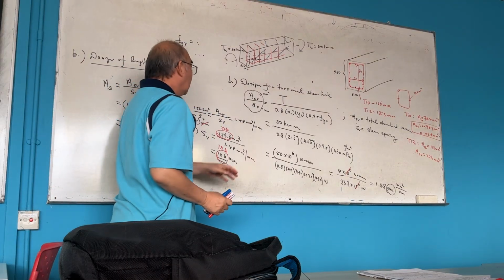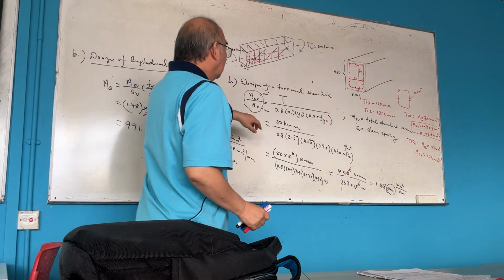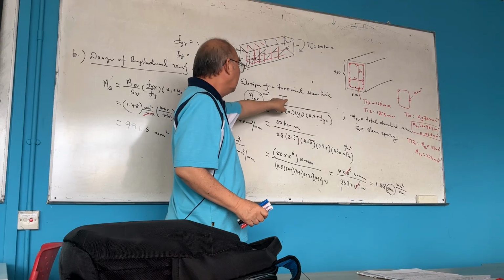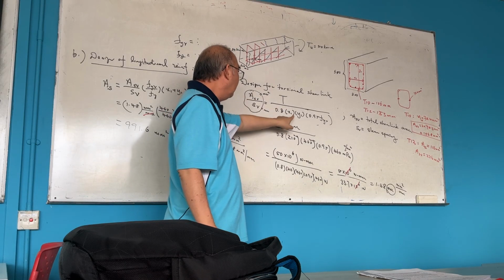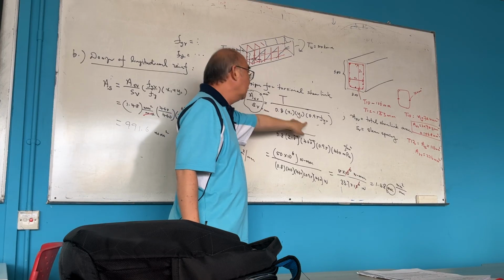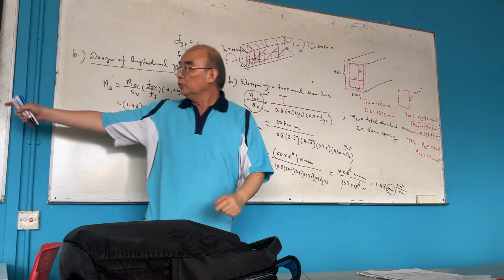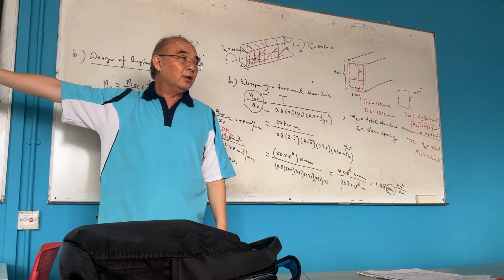So in the design, you need a T, right? This is given to you. Normally x1, y1 are also given to you, and f sub yv is also given to you. Let's say all of this is given to you, right?